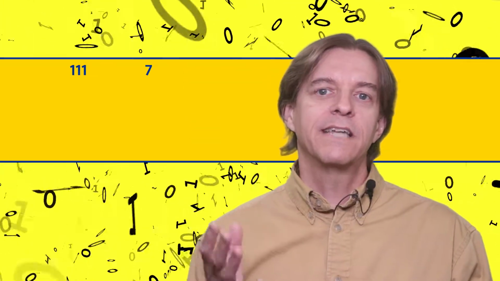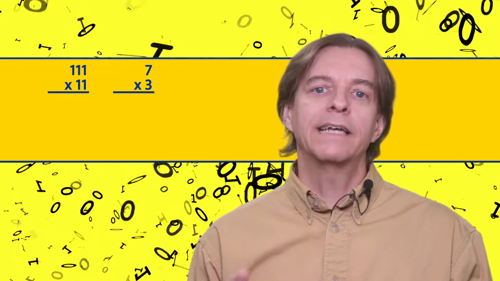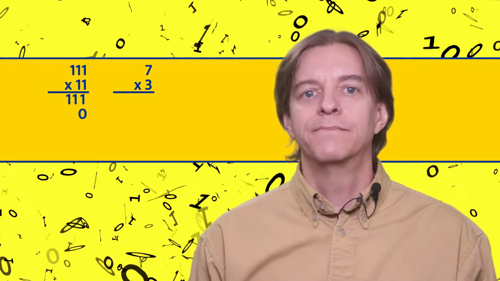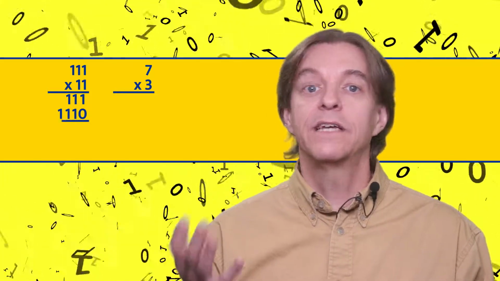Let's take 7 times 3. Just like in decimal, we first multiply the units, and we write that down under the equal bar. Since we're multiplying by 1, we just write down the first number. Then we add a 0 placeholder and multiply by the next column. Since we're again multiplying by 1, we write down the first number again. And finally we add the two numbers together to get the total.